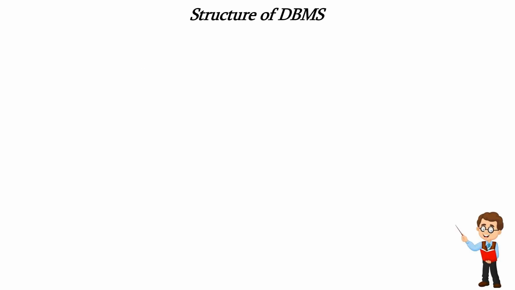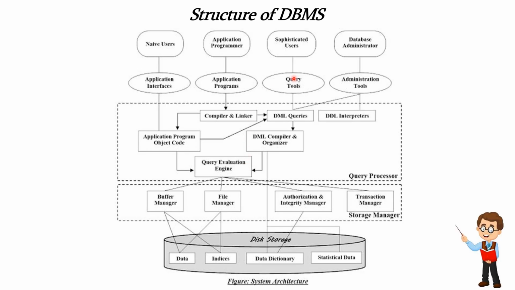Now let us see the graphical format of the structure of DBMS. So here at the top we have users, that is naive users, application programmers, sophisticated users, and database administrator. Naive users send their information to application interfaces, and they will be using only the object code. So they are not writing any programs. Application programmers write the application programs, and it is compiled and linked, and converted to object code. If any queries are embedded in the application program, then they are given to the DML compiler and organizer.